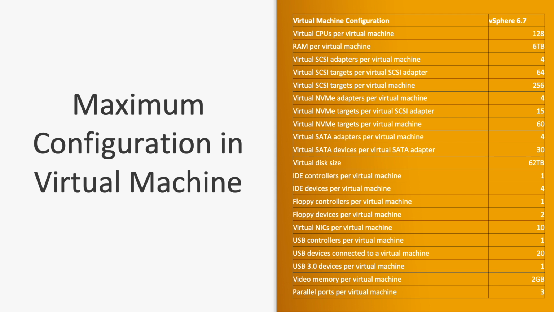USB 3.0 devices per virtual machine is 1. Video memory per virtual machine is 2 GB. And parallel ports per virtual machine is 3. And that's about the maximum configuration we can have in a single virtual machine.